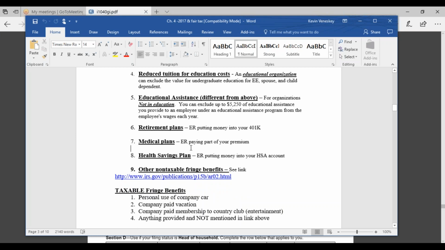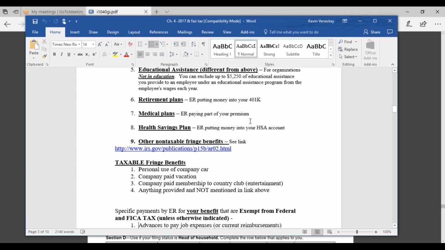Medical plans, if the employer pays some of your medical premiums, which most do, and usually they pay a pretty large part, you do not have to pay taxes on the amount of premiums that they pay on your behalf. A lot of times when you pay medical premiums, you may only pay $100 or $200 every couple weeks, but the employer is paying an additional, say, $500 on your behalf. You don't have to pay taxes on that extra money that you're getting the benefit of.